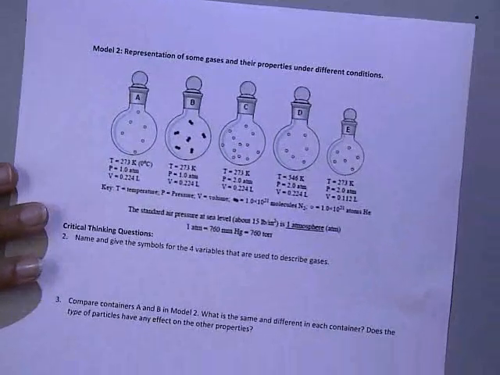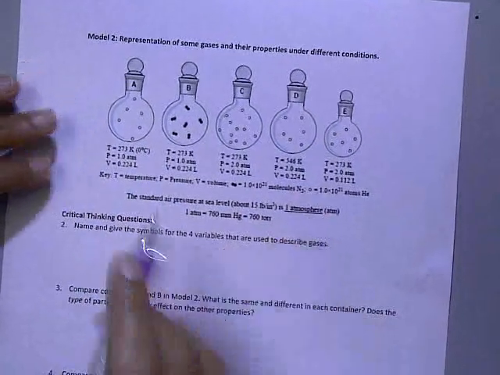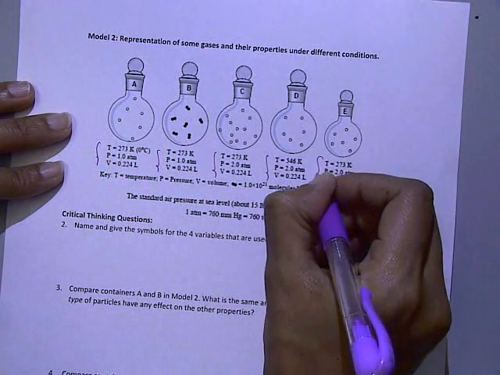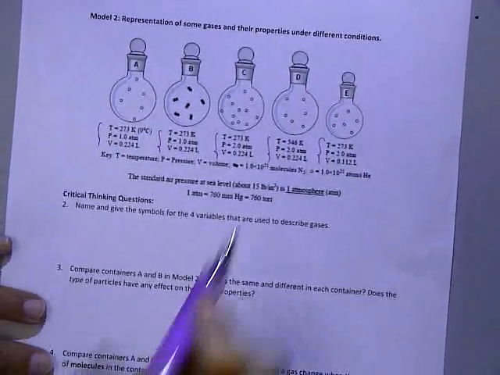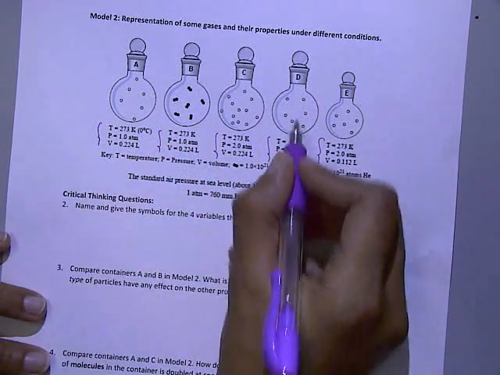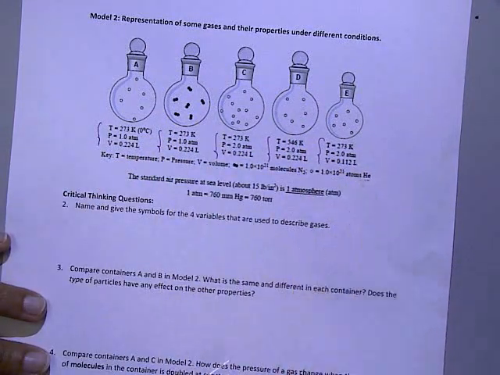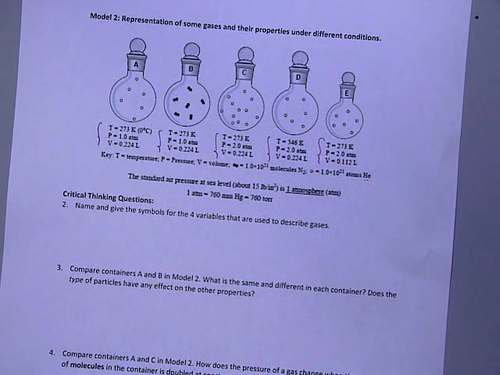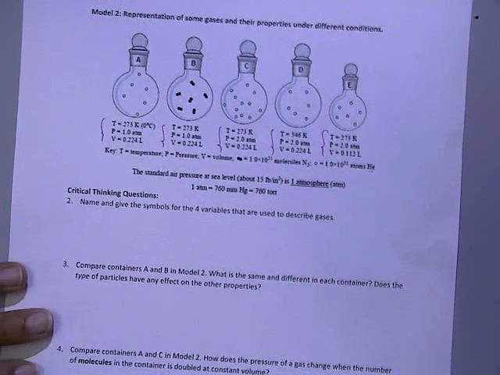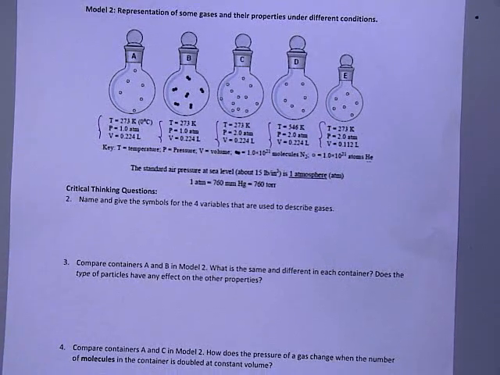We have a second model now, and we have 5 different vials with different conditions under each vial. These doubles here are molecules of nitrogen gas, and these singles here are atoms of helium. Critical thinking question number 2: name and give the 4 variables that are used to describe gases. If you forgot that, pause and go to part 1 of the pre-lab lecture video. I'll give you about a minute.